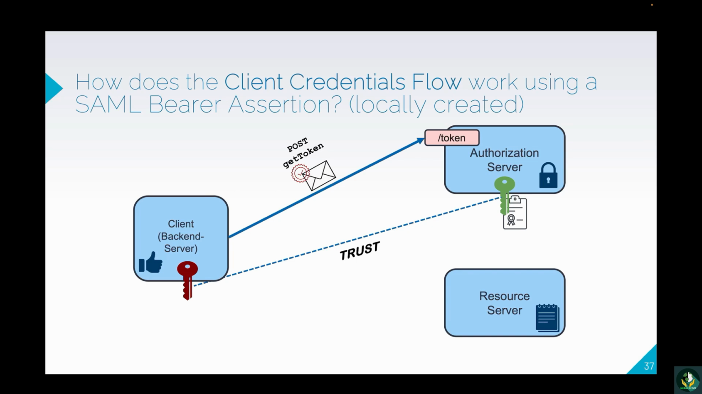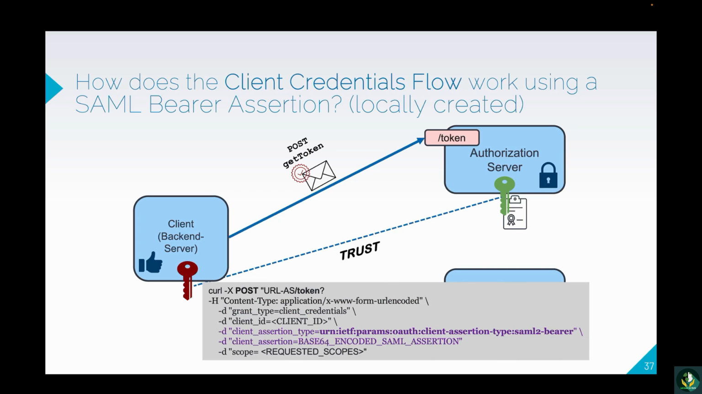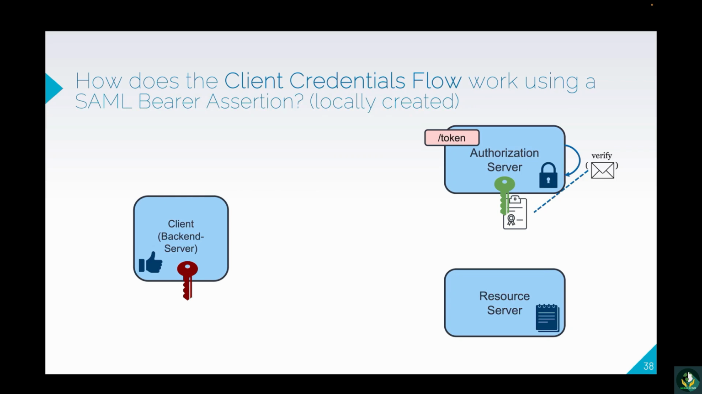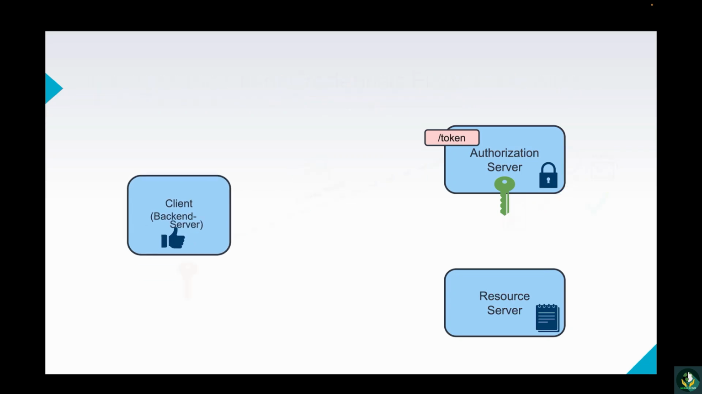Establishing a trust relationship between the client and the authorization server is essential, which involves specific configurations such as registering SAML metadata and providing certificates to the authorization server. The curl command for this process is similar to the one used in the standard client credentials flow, but instead of including the client secret, the base64 encoded signed SAML assertion is provided in the client assertion parameter. An additional client assertion type parameter is used to specify the SAML bearer assertion method. The authorization server verifies the SAML assertion. If everything is valid, it issues an access token and returns it to the client.